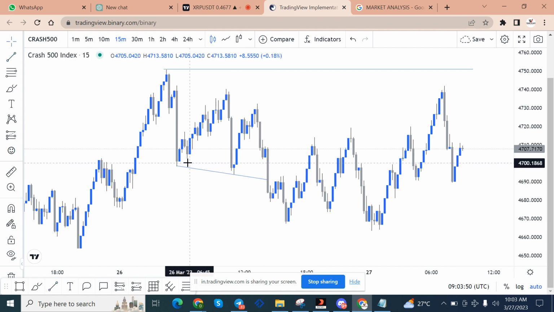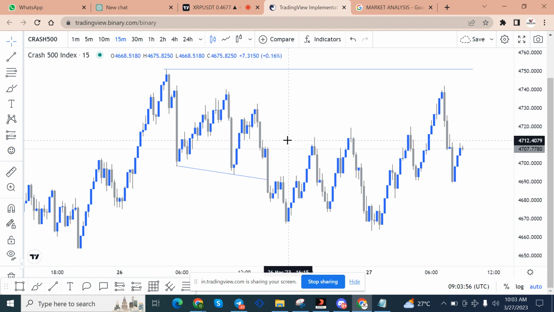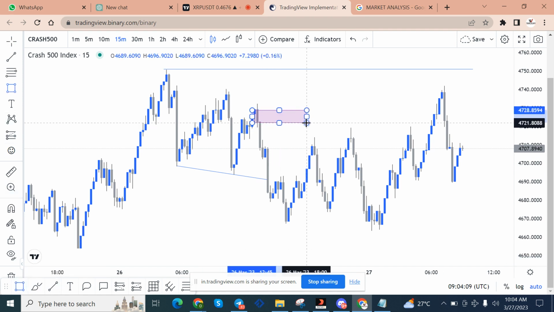And of course, this is the diagonal break of structure, because if you look, this is a candle wick that broke this previous one. So this is what a perfect break of structure is. And now when we had this break of structure, this acted as inducement, and of course, this would be the order block.